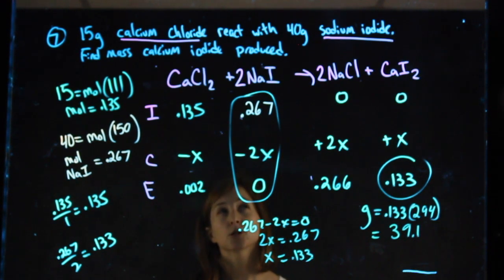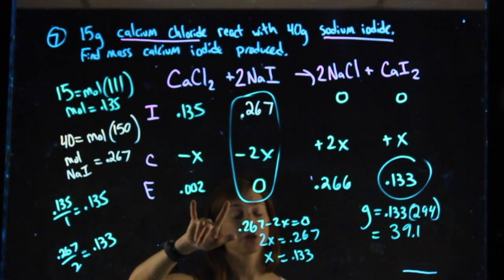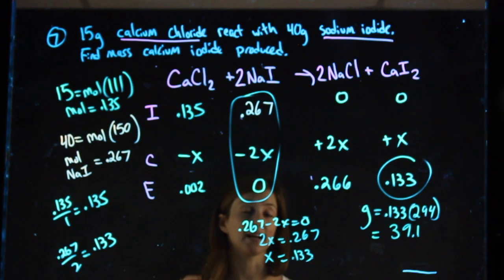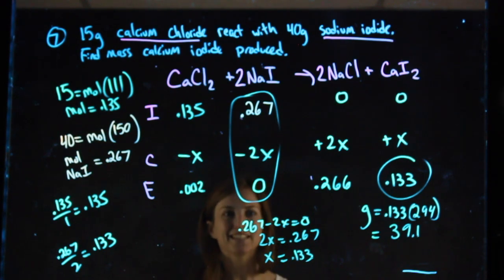If you didn't realize this was a limiting reactant problem, since those numbers are so close, you probably lucked out and got the right answer or a close enough answer anyways. But ideally, you knew it was a limiting reactant.